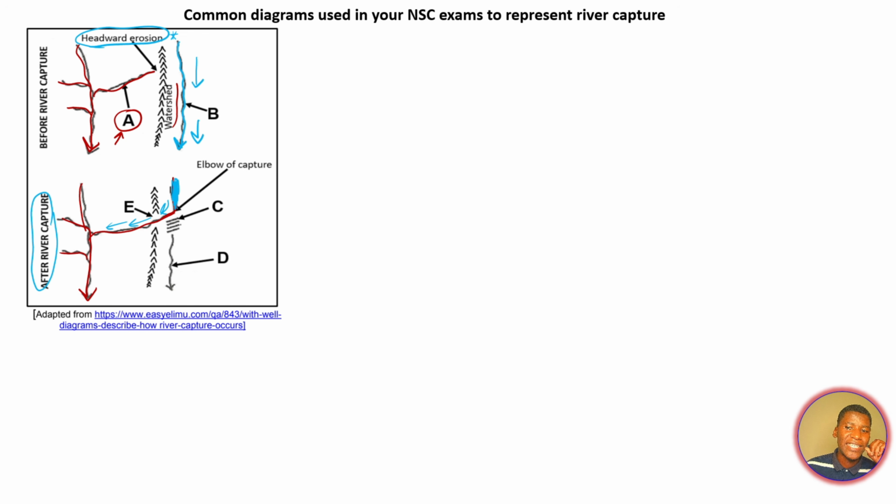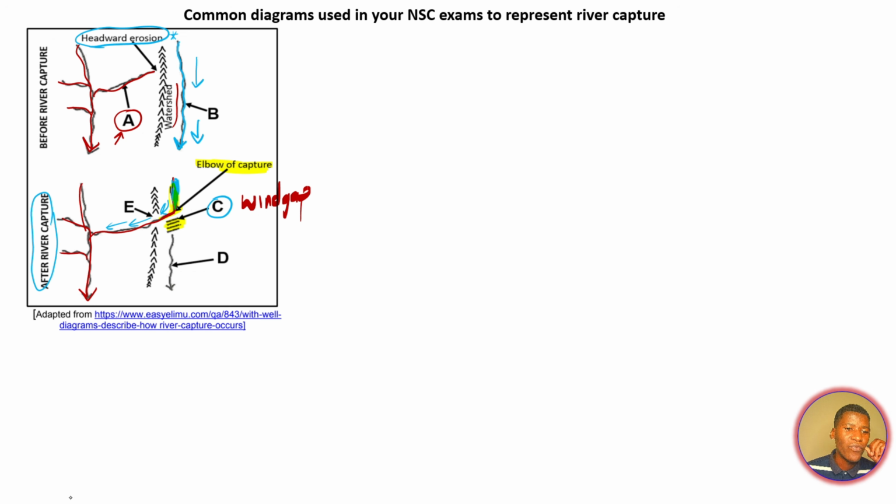And now to identify the features of river capture here, we have got C, which is a wind gap, because you can see that here basically we have got a space beyond an elbow of capture. This is the elbow of capture. This is where the river started turning and going the other direction. So the gap after that elbow of capture is known as a wind gap. So C has to be our wind gap in this particular case.